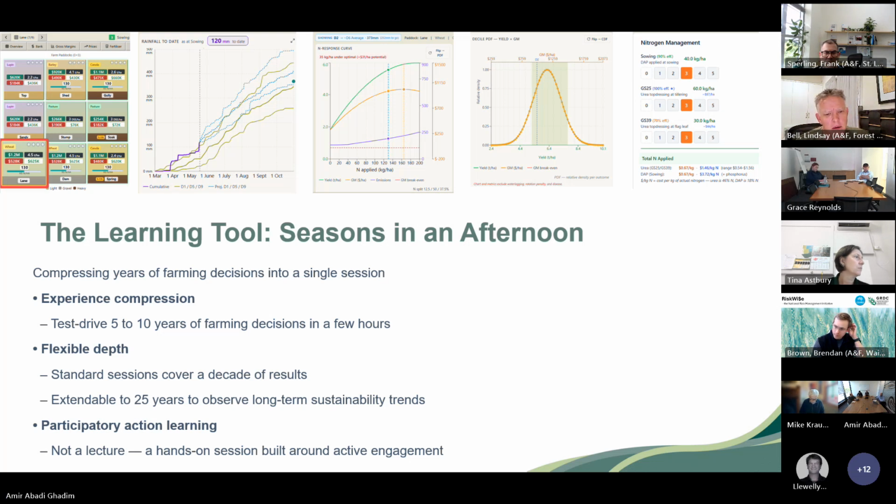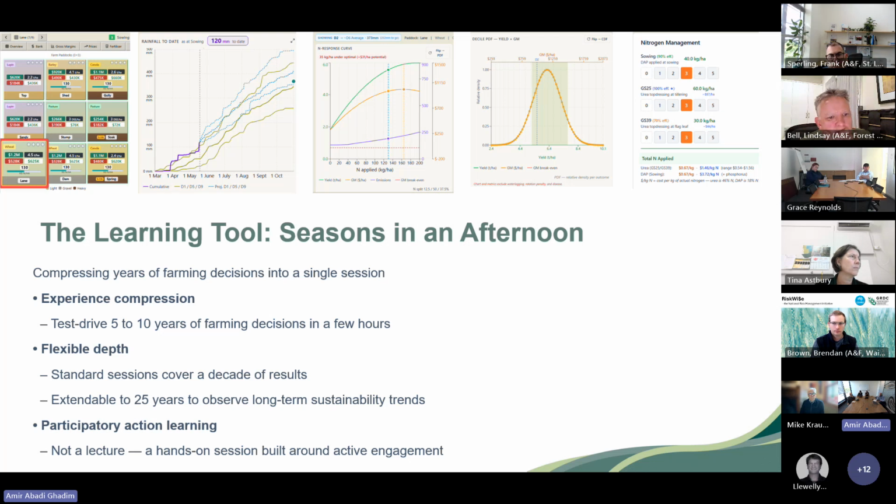And it compresses many years of farming decisions into a single session of workshop, so you can test drive maybe 3, 5, 10 years, whatever the time allows in that workshop. People can choose how long they want to run the workshop. And it has flexibility in its depth as well as in its breadth of years.